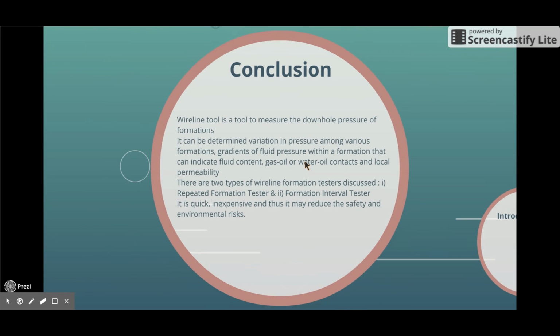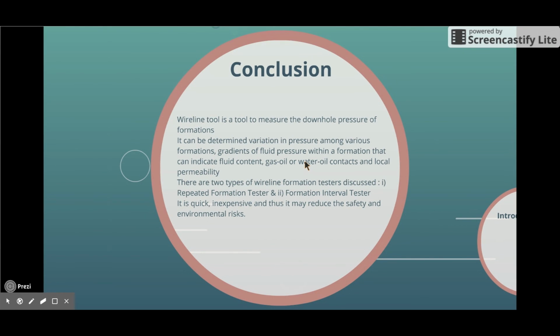So, for the conclusion, there are four conclusions. First, the wireline tool is a tool to measure the downhole pressure of formations. The second one, it can determine variation in pressure among various formations, gradients of fluid pressure within a formation that can indicate fluid content, gas-oil or water-oil contacts, and local permeability.